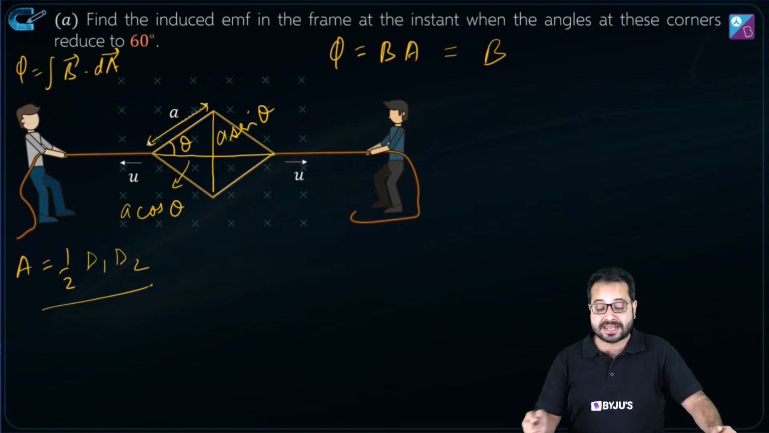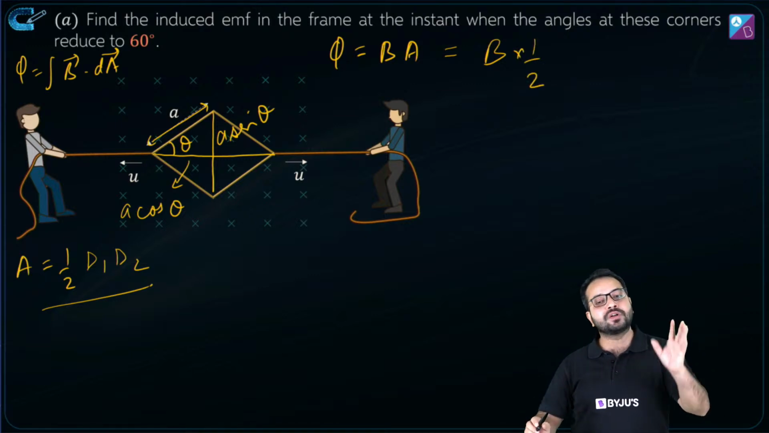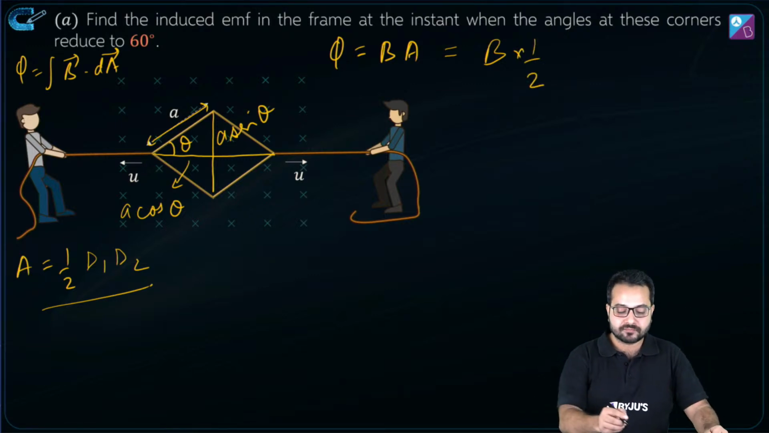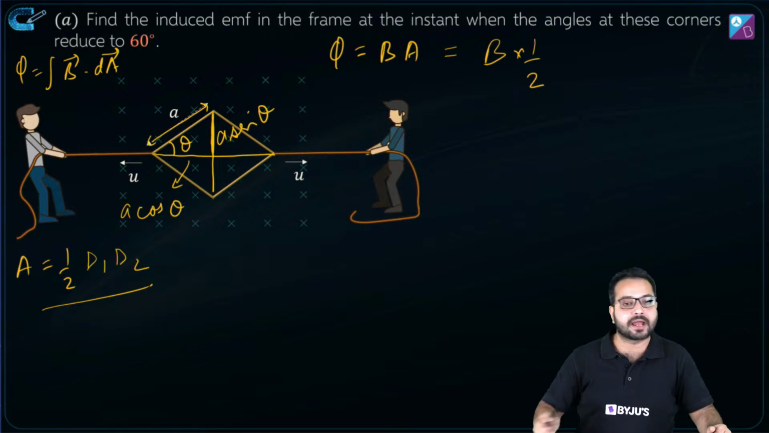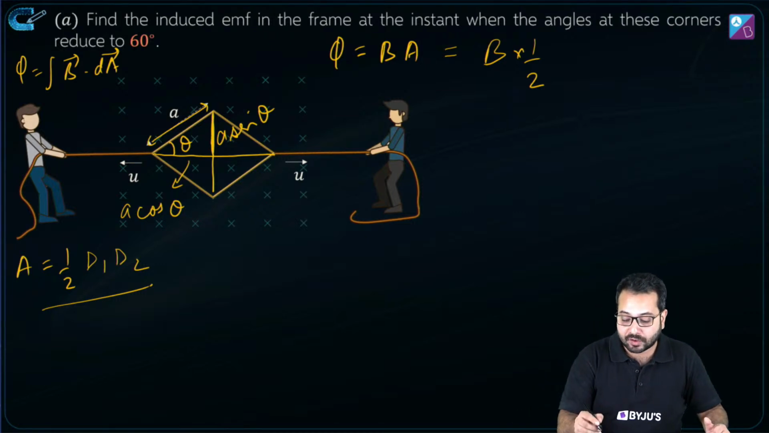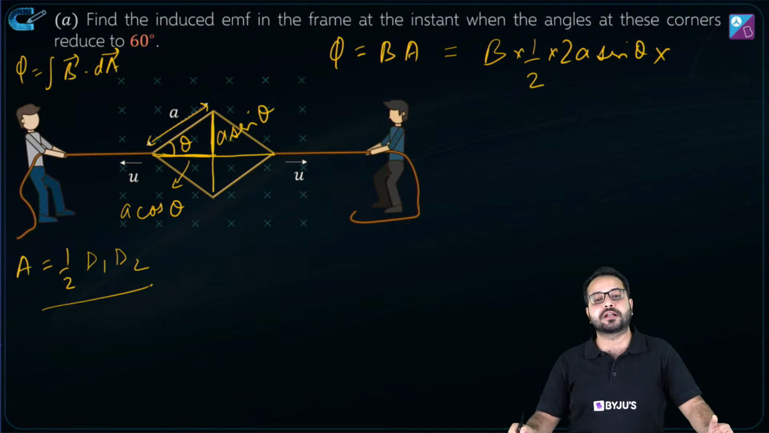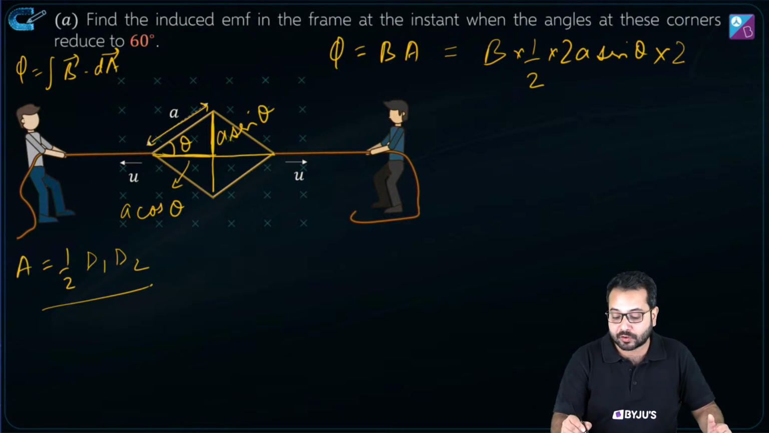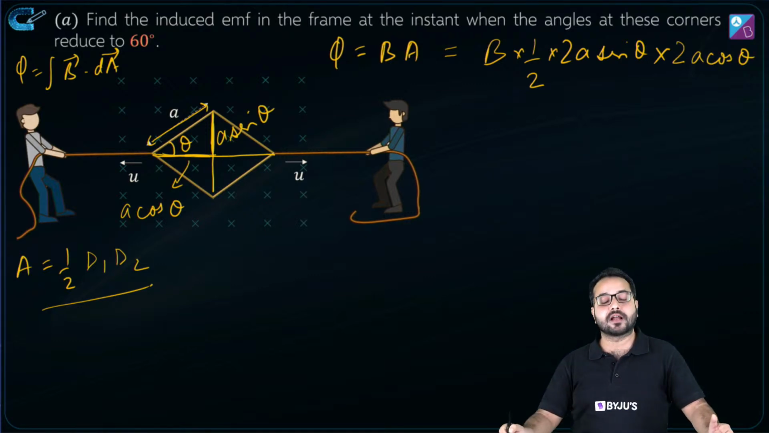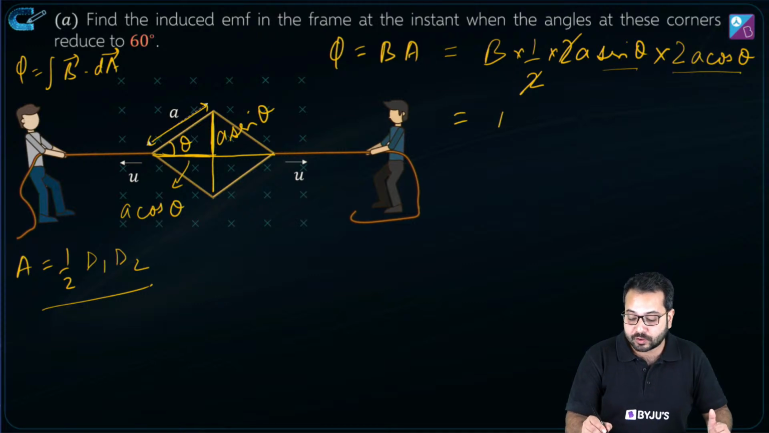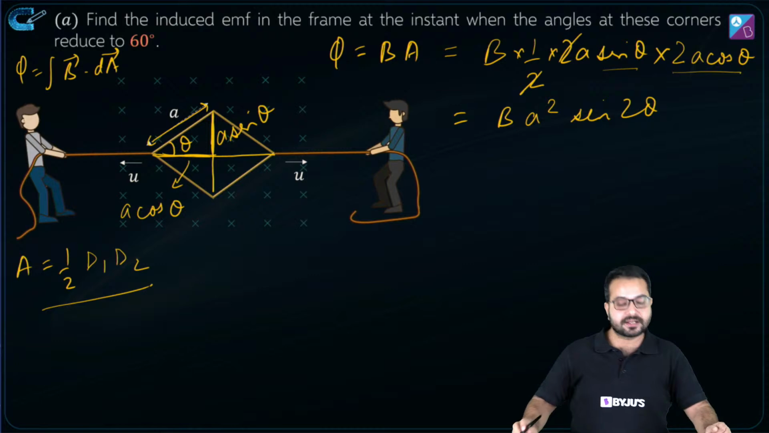So the area is going to be half into d1 into d2. What is d1? A sine theta is half of the diagonal, so obviously I'll have to double it, and write it as 2A sine theta. And half of the second diagonal is A cos theta, so I double it again and write it as 2A cos theta. This 2 and this 2 cancel. 2 sine theta into cos theta makes sine 2 theta. So this is going to become BA square into sine 2 theta. Is that right?